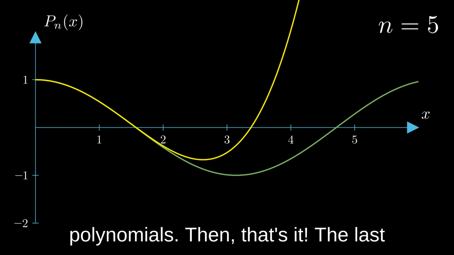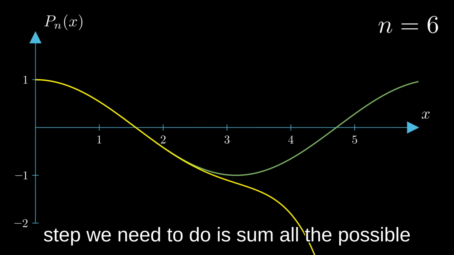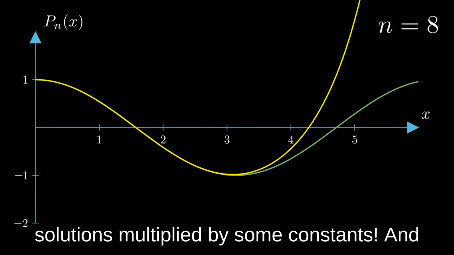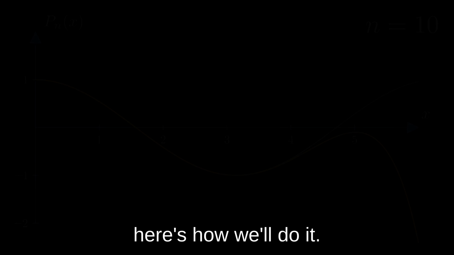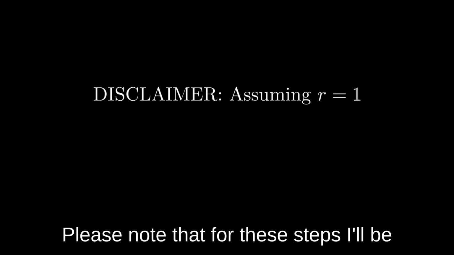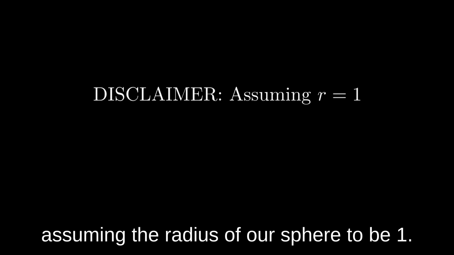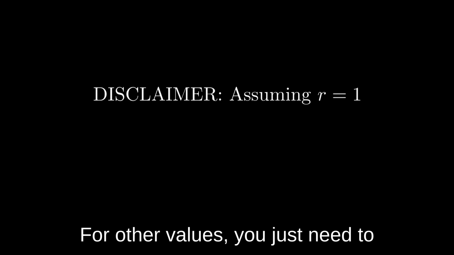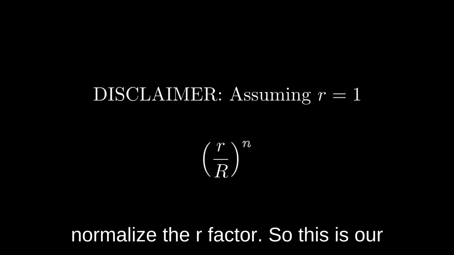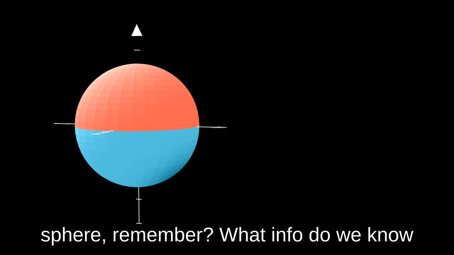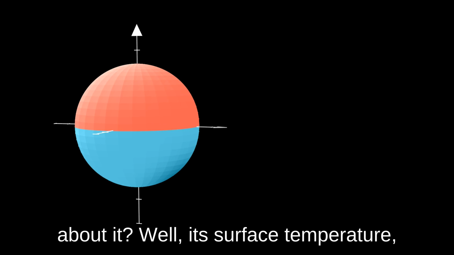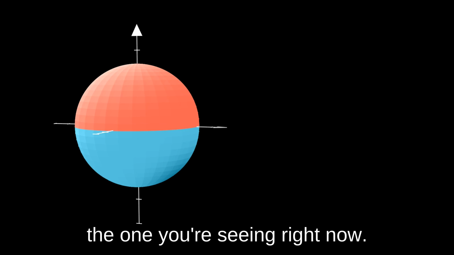Then that's it. The last step we need to do is sum all the possible solutions multiplied by some constants. And here's how we'll do it. Please note that for these steps, I'll be assuming the radius of our sphere to be 1. For other values, you just need to normalize the r factor. So, this is our sphere. Remember? What info do we know about it? Well, it's surface temperature, the one you're seeing right now.